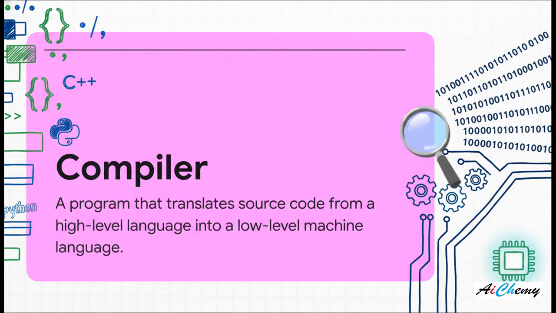Well, it's a translator. That's really it. It's this vital bridge between our world, the world of languages like C++ or Python that we can understand, and the machine's world, which is just a stream of ones and zeros. It's the tool that takes our logic, our ideas, and turns them into something a computer can actually do.